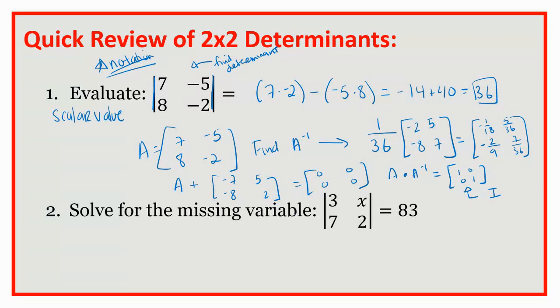Next, this is asking us to find the missing variable, and so again, we need to know that the notation means that we are finding the determinant. So I would go ahead and do 3 times 2 minus 7x equals 83. So 6 minus 7x equals 83, and now you've just got a two-step equation. So minus 6, I get -7x equals -77, and therefore x equals 11.